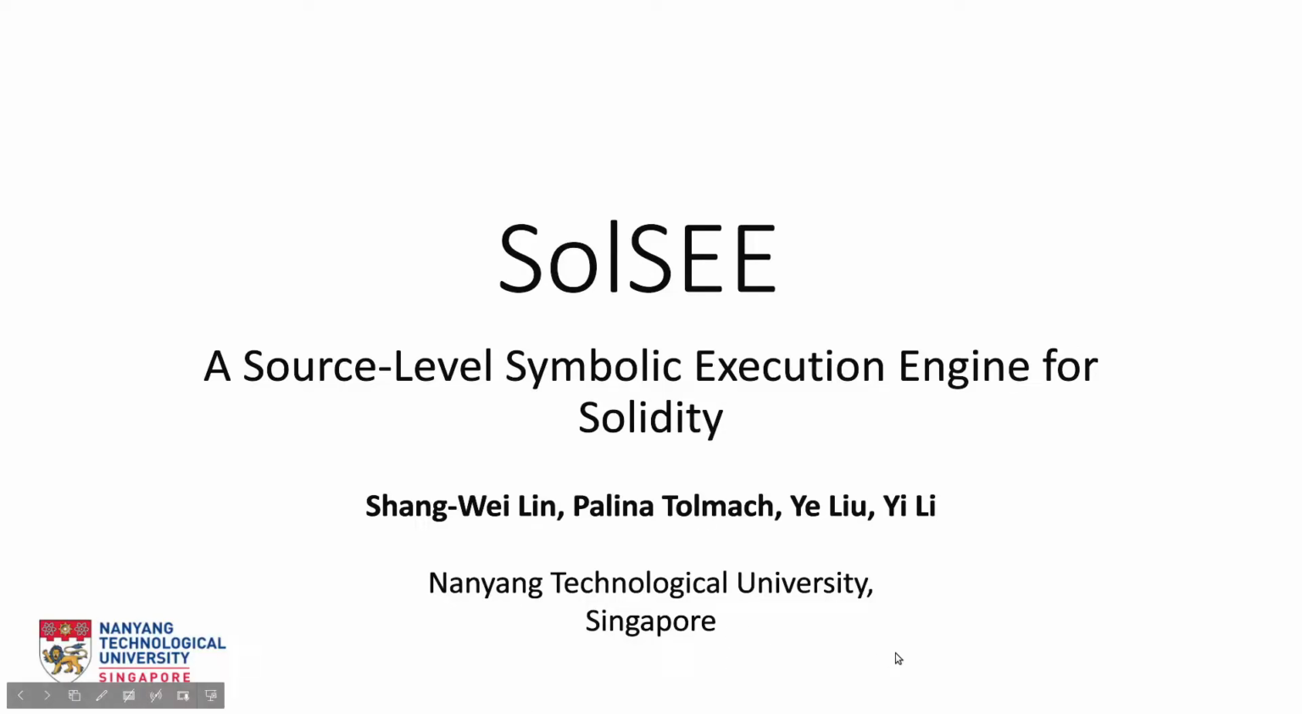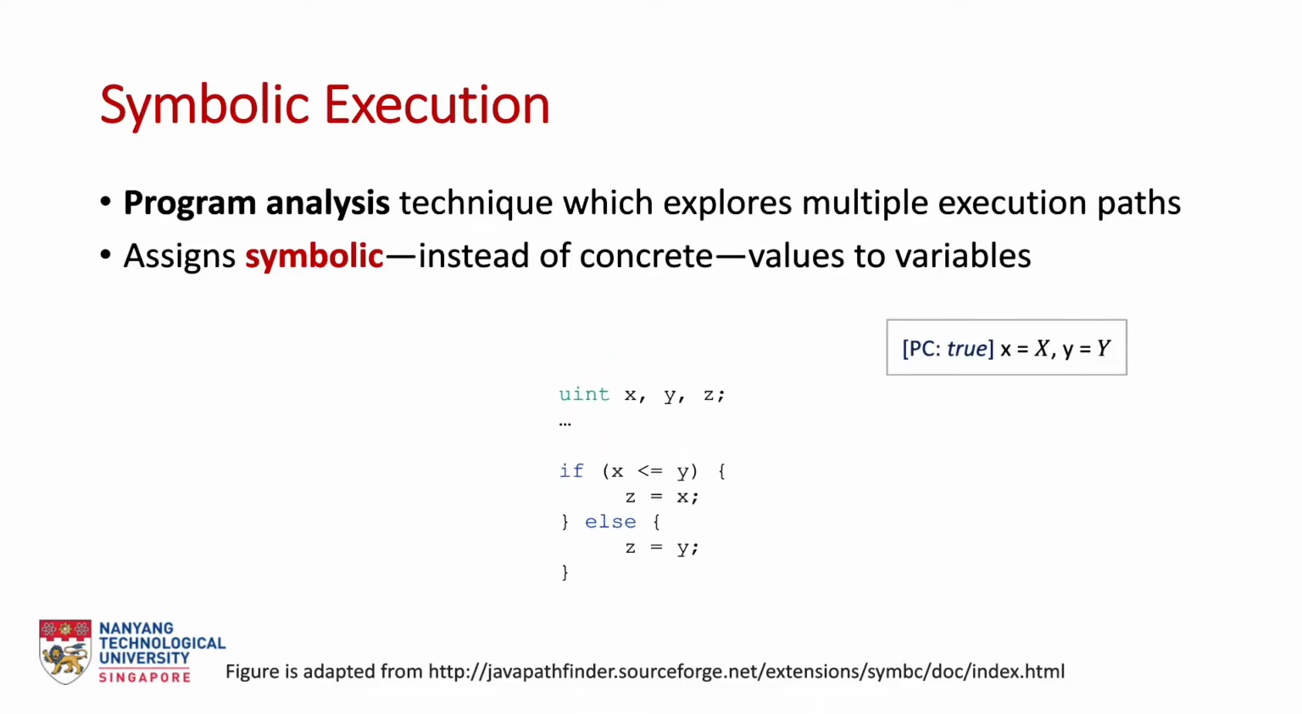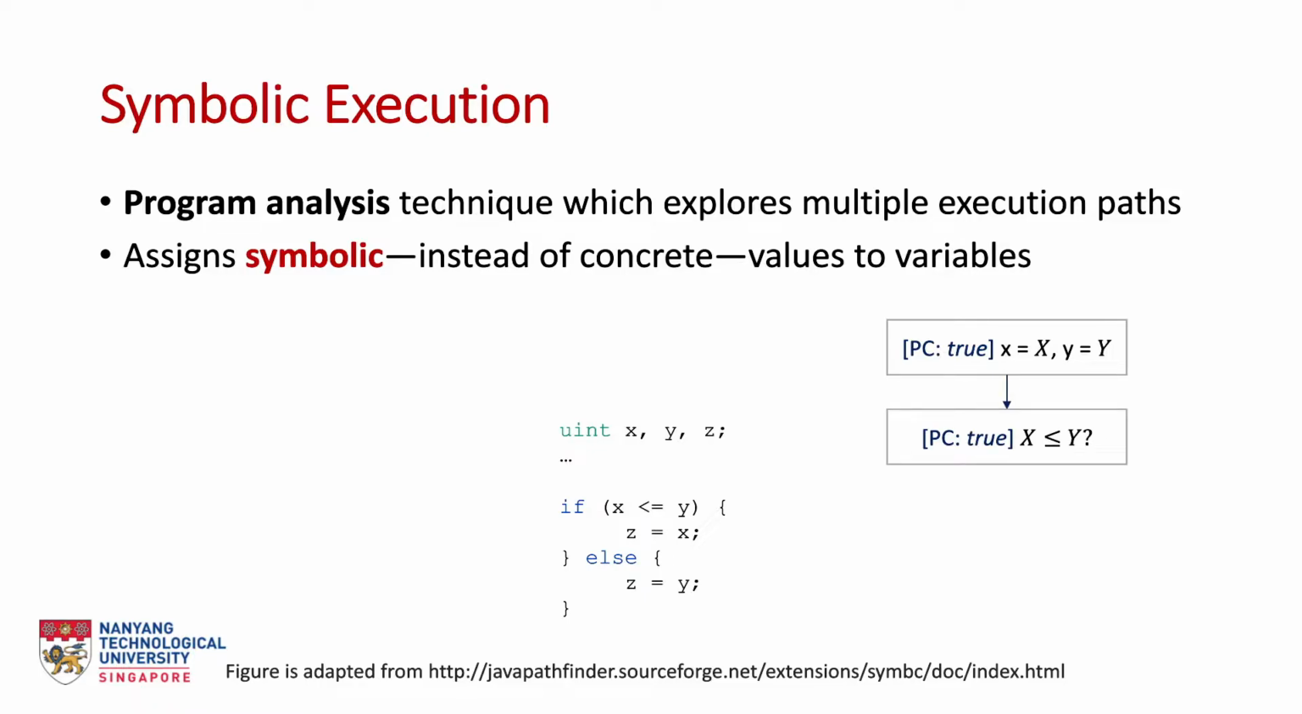In this video I will give a demonstration of our symbolic execution tool for Solidity. Symbolic execution explores multiple program paths by assigning symbolic instead of concrete values to variables. Consider the listed example. Here is one conditional statement, therefore, the program has two execution paths.